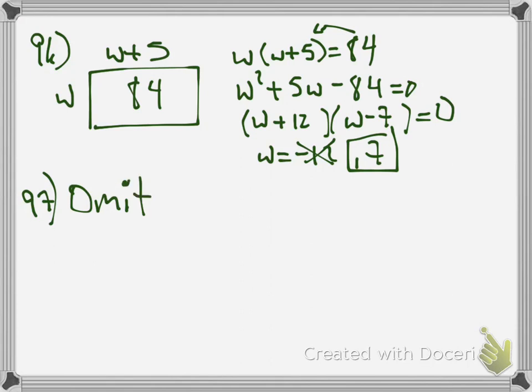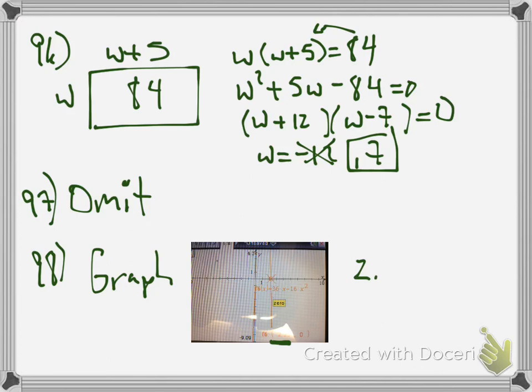You can go ahead and omit 97. For 98 you need to graph. Now, the question on 98 says, when does the ball hit the ground? When it hits the ground is a 0. And the way we can get that again is menu 5-1. Do not forget menu 5-1. And if you do that, it would tell you that it crosses at 2.25 seconds.